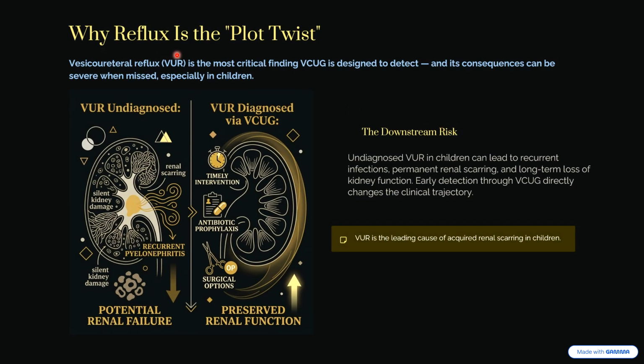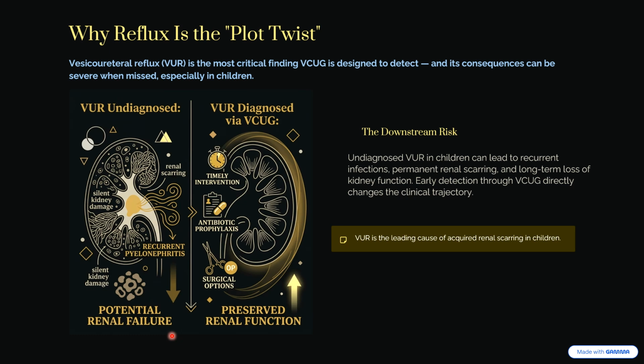So why is this reflux a plot twist? VUR, or vesicoureteral reflux, is the most critical finding VCUG is designed to detect, and its consequences can be severe when missed, especially in children. So now we can see the difference when the VUR is undiagnosed. What can happen? It can cause renal scarring, then there will be silent kidney damage and there will be recurrent pyelonephritis, which will ultimately cause potential renal failure.